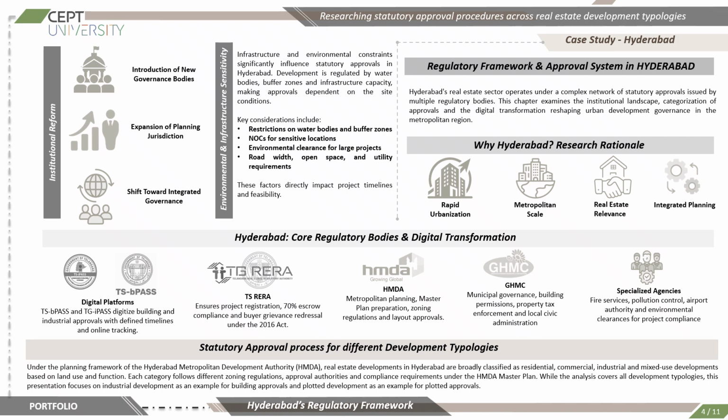This growth has increased the complexity of planning and approval systems, making the city an appropriate case study for understanding the statutory approval procedures. The research highlights how institutional reforms have transformed urban governance in Hyderabad. New governance bodies have been introduced, planning jurisdictions have expanded, and there has been a shift towards integrated governance systems to manage this metropolitan development more effectively.